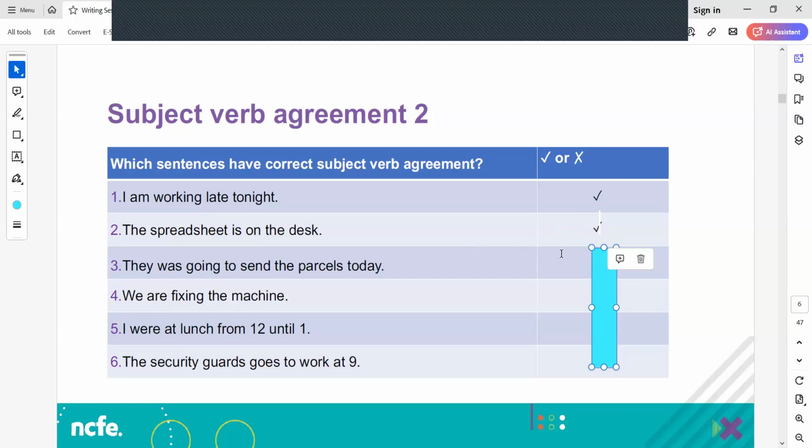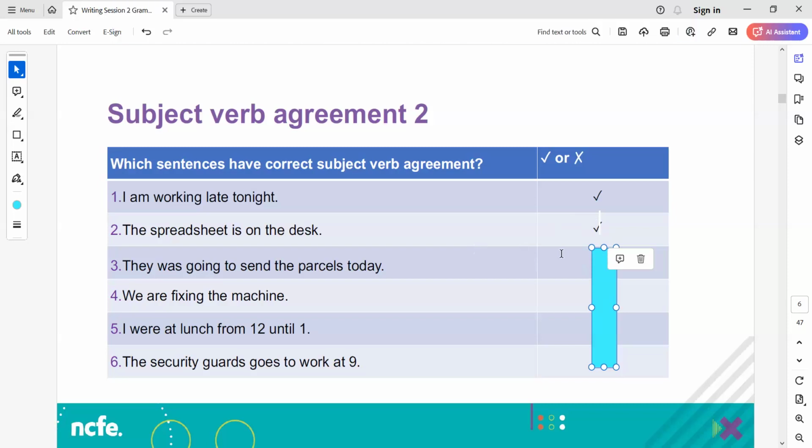So if it is the present tense, it would be are. They are going to send the parcels today. But if it's the past tense, like was, then it would be were. They were going to send the parcels today. Welcome.